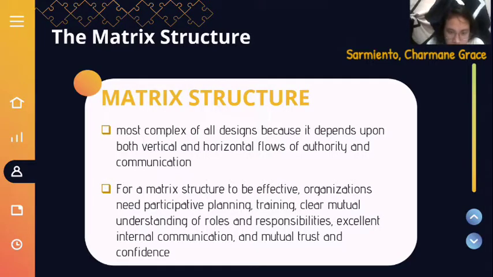For a matrix structure to be effective, organizations need participative planning, training, clear mutual understanding of roles and responsibilities, excellent internal communication, and mutual trust and confidence.